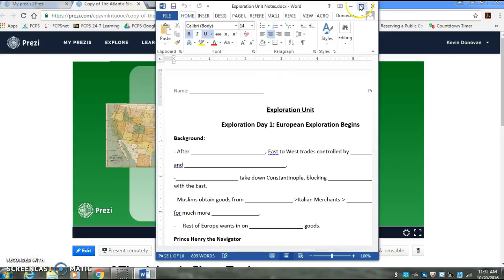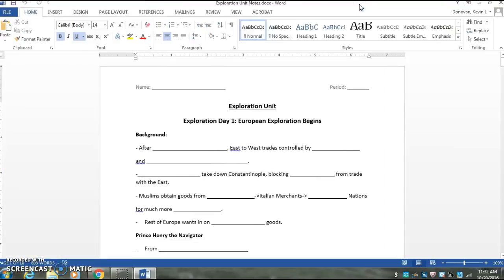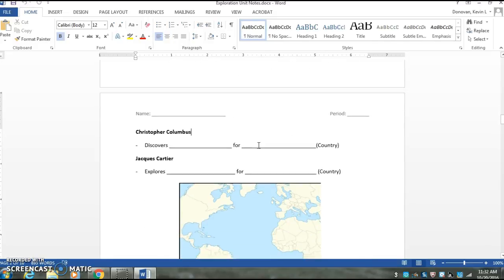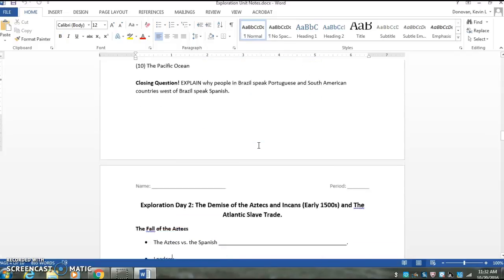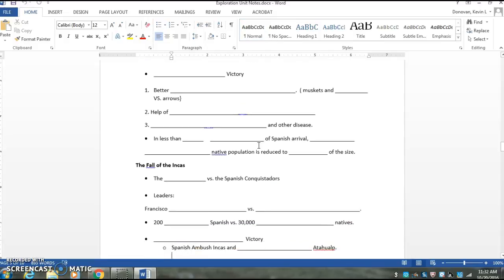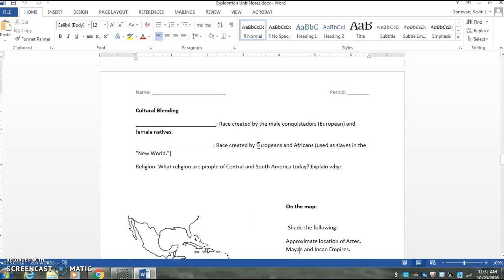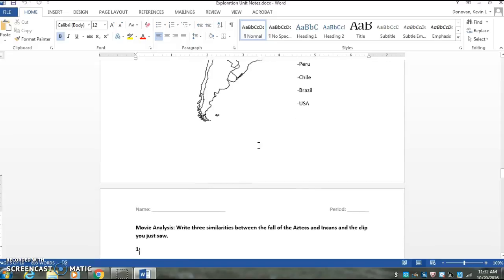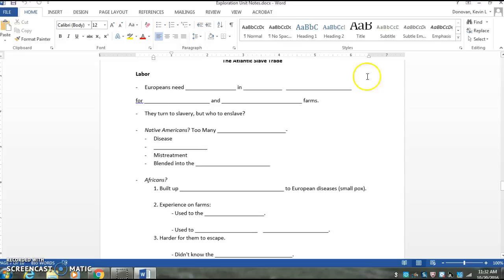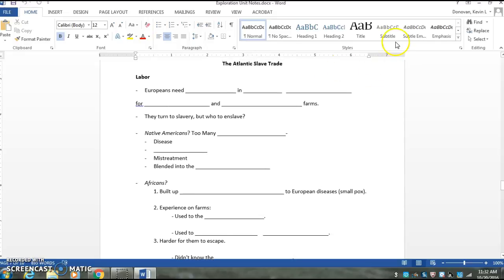Welcome back. This is the third day of notes in this exploration unit packet, so you should have totally finished everything in exploration day 1 and should have finished all of this stuff in day 2 about the Aztec and Incas, including all the maps. The last map you did was this one. And now we are up to where it says the Atlantic slave trade right here.